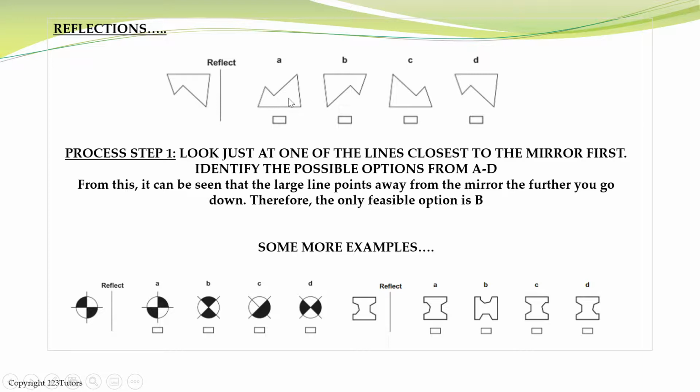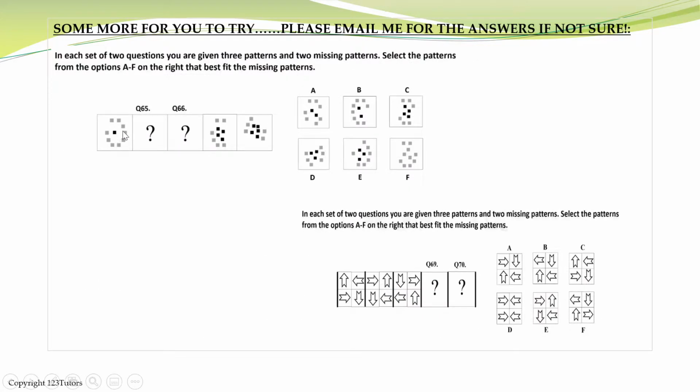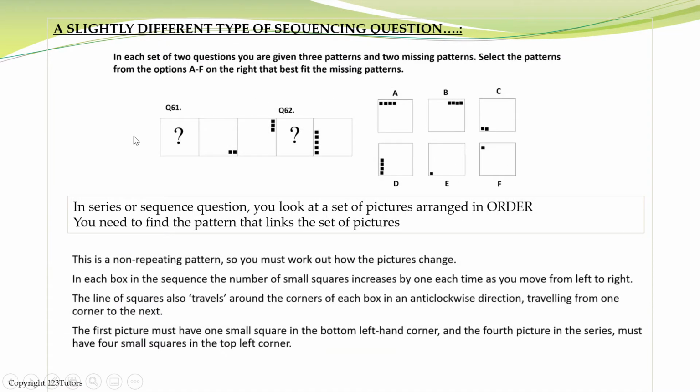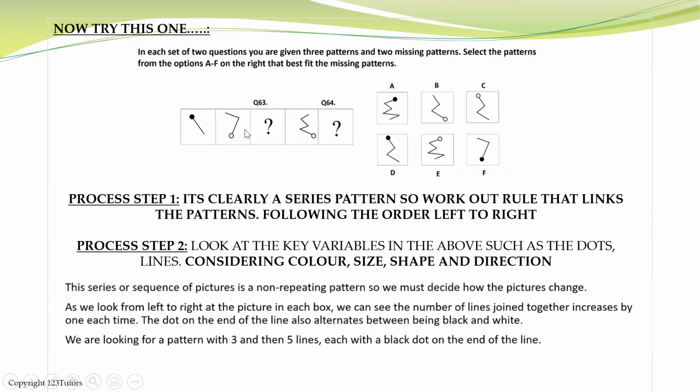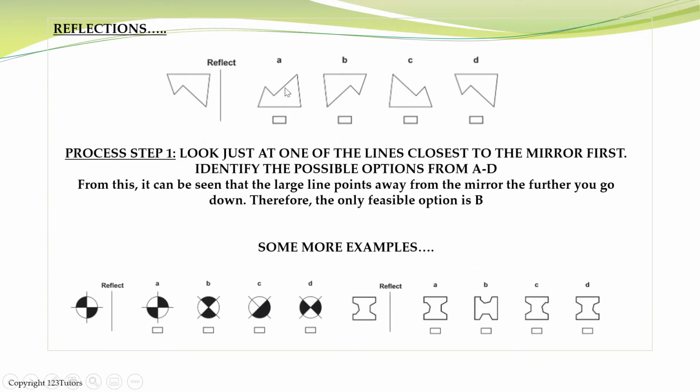So it can't be A, it can't be C. D it could be, but the line's too small, and therefore it's B. A few more for you to try here. Of course, we could look at the other patterns. If there was another option similar to B, then we go to the next line and do the same. So I'm looking at line by line, just like when I was looking at one pattern at a time, where I was looking at the lines and then the dots. Similarly here, I'd be looking at one line at a time.